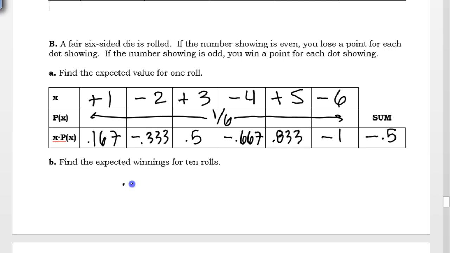Now if I played this game 10 times, I would expect to lose half a point every single time I play it. Sometimes we're going to win 5, sometimes we're going to lose 6, but the average is we're going to lose 0.5 every time. So if we multiply that by the 10 times we're going to play, in the end we end up losing 5 points.